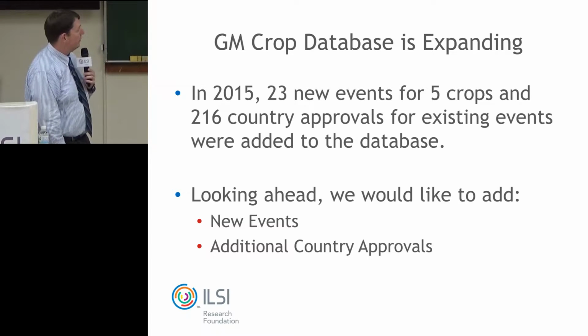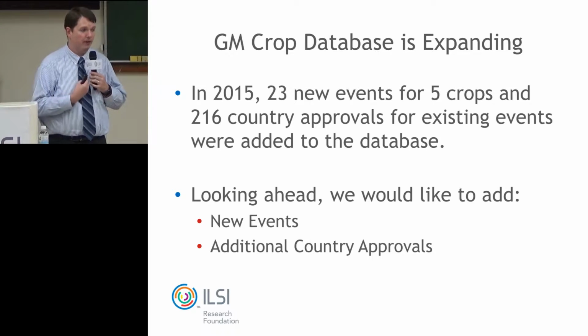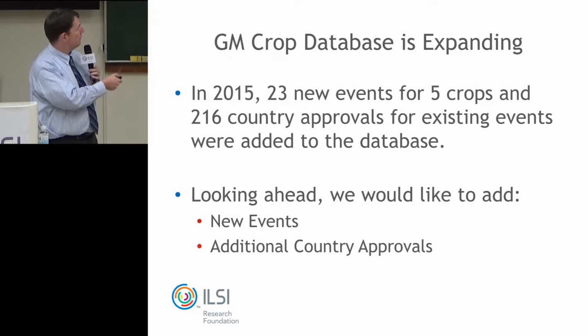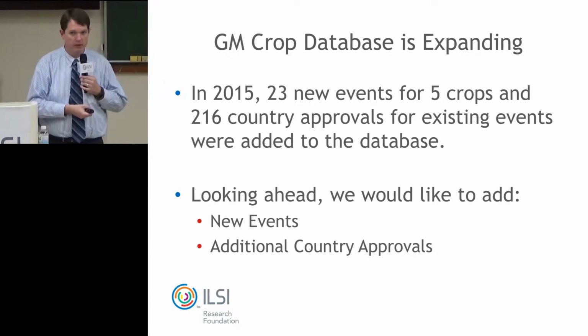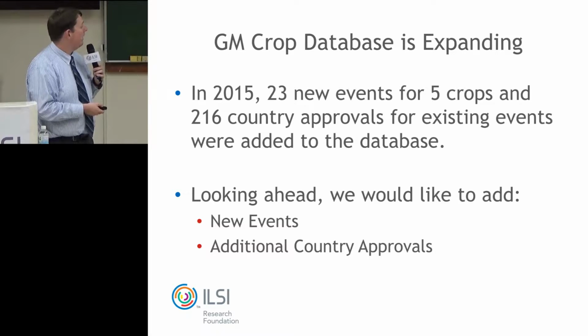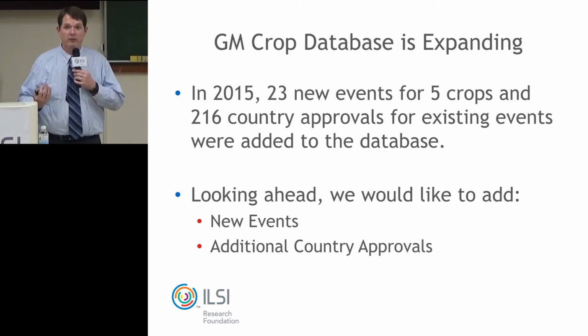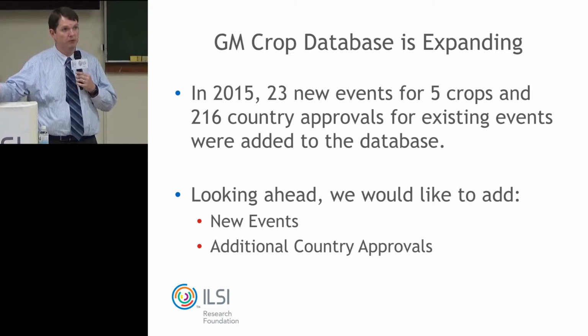We are expanding it. We added 23 new events last year. There's 5 crops that never had biotech varieties in the database before last year. And importantly, 216 country approvals. So these represent additional countries approving GM plants that are already recorded somehow in our database. Looking ahead, we're always interested in making sure we're as up to date as possible on new events and adding additional country approvals. One of the challenges we have is that the metric is very high for country approvals. We need to see a document that is an official document that says this was approved.